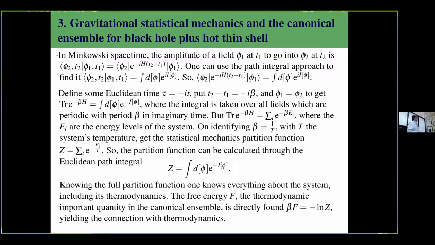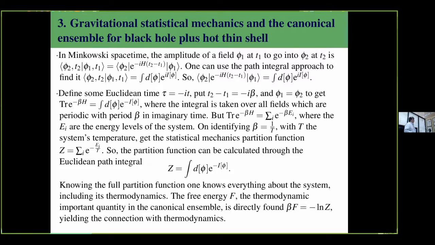Now, we want to Euclideanize these things. So we define a Euclidean time, tau, which is equal to minus i t. Put t2 minus t1 equal to minus i beta, with beta some quantity. And since now we have space, because it's Euclideanized time, put phi 1 equal to phi 2. If we perform this evaluation correctly, this is a matrix, you can diagonalize it and get the eigenvalues of H, which are the energy eigenvalues.